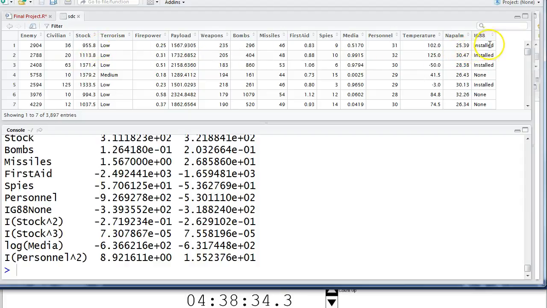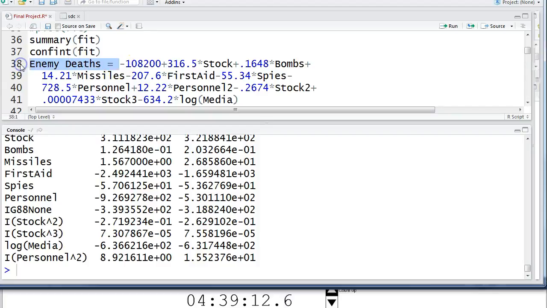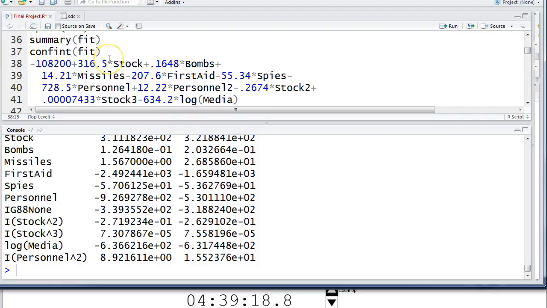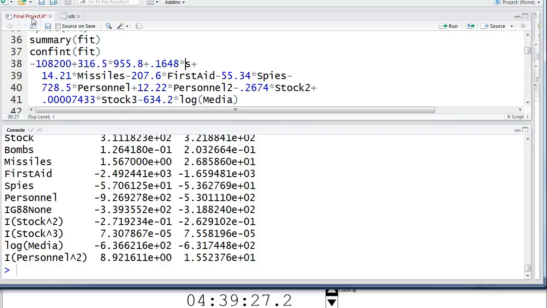And I'm going to start by noticing in row 1, IG88 is installed, which means I need this equation right here. So I'm going to ask R to tell me what are the enemy deaths when the stock value is 955.8. So I put that in right there because that was my stock value. For bombs, the number of bombs was 296.